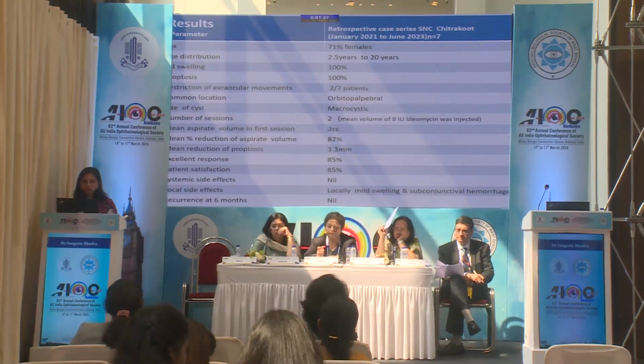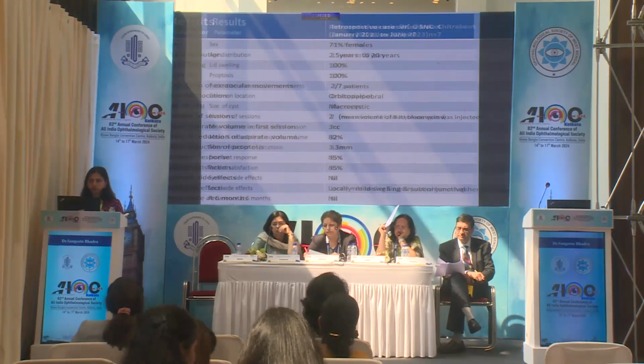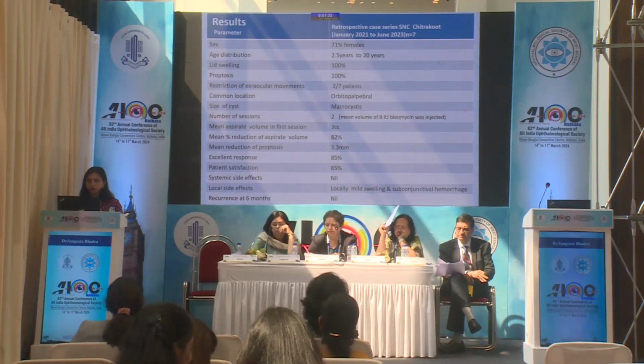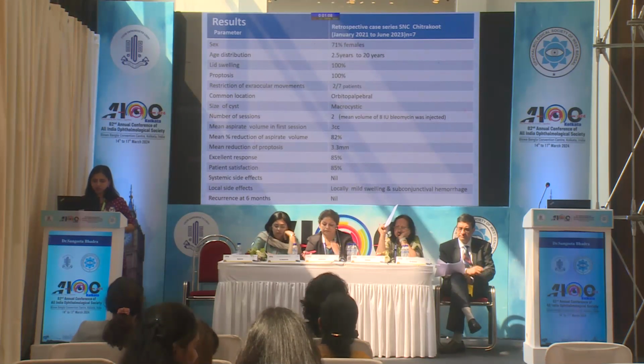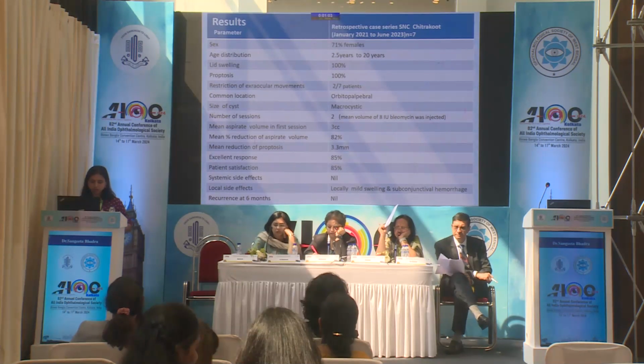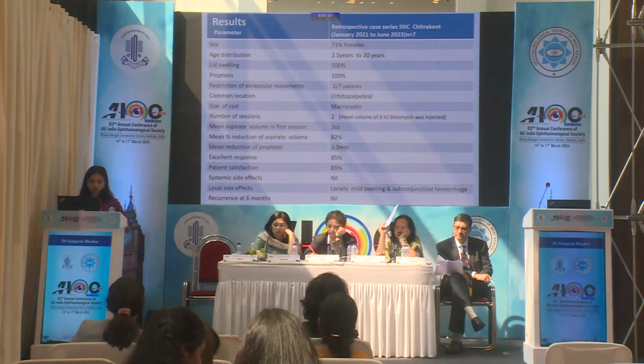Coming to the results, out of the total sample, 71% were females, with age ranging from 2.5 years to 20 years. Macrocystic is the most common variant and orbitopalpebral is the most common location, and almost all cases presented with lid swelling and proptosis. 2 patients presented with ocular motility restriction. To sum up the treatment, 2 sittings of 8 international units of bleomycin were required, resulting in 82% reduction in the original cyst volume with 3.3 millimeters mean reduction in the proptosis, with nil systemic and minimal local side effects, including swelling and subconjunctival hemorrhage, and no recurrence at 6 months follow-up.